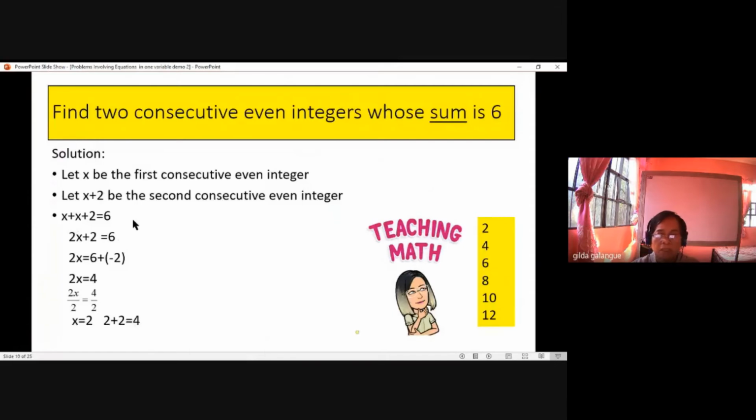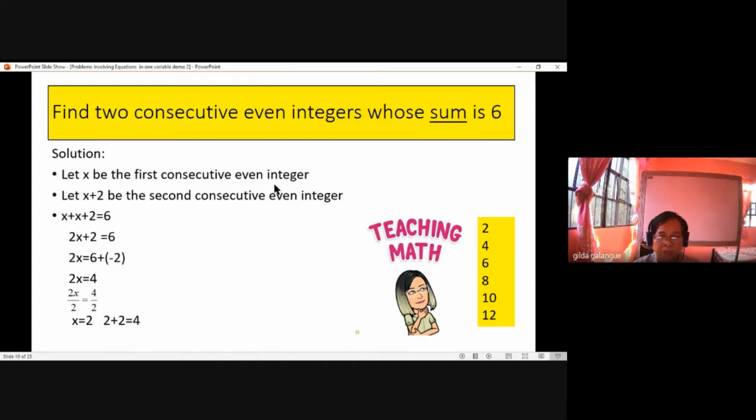Now we are in the next problem. Find 2 consecutive even integers whose sum is 6. We have already covered consecutive even. We have 2, 4, 6, 8, 10, and 12. 2 consecutive whose sum is 6. We have 2 and 4. That is using mental mathematics. Now we'll be using algebraic method.